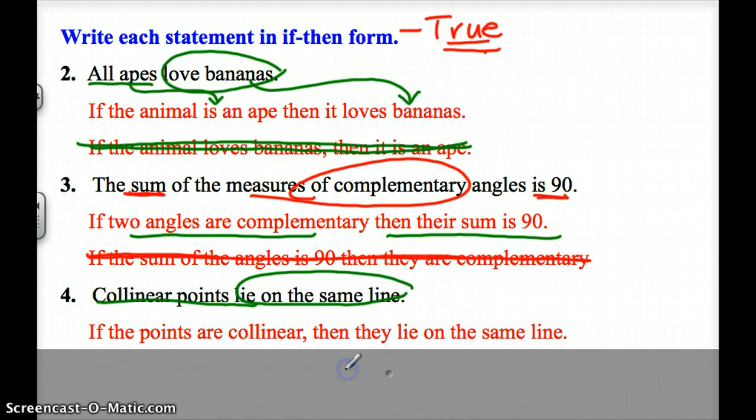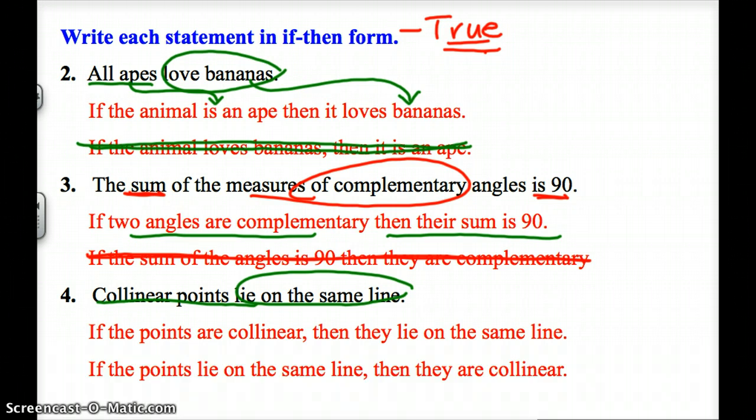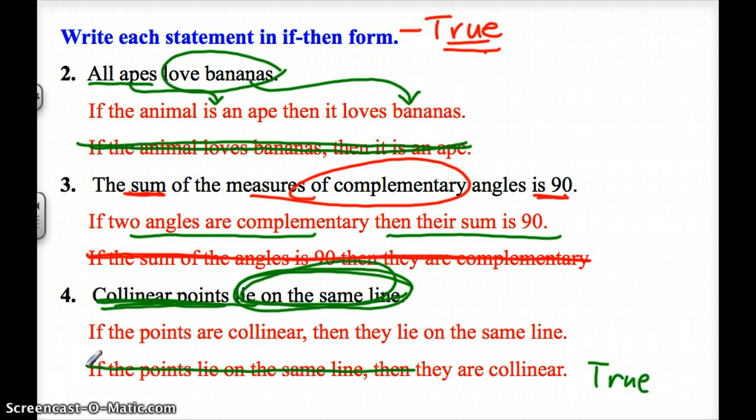Now, some people possibly had this written down. If the points lie in the same line, then they are collinear. And I know what you're saying is, hey, this one is true too, Mrs. Hefty, so this counts. But we're talking about first the collinear points are happening, then they are lying in the same plane, is what it says here. So this is not the correct answer. The one above is, if the points are collinear, then they lie in the same line.